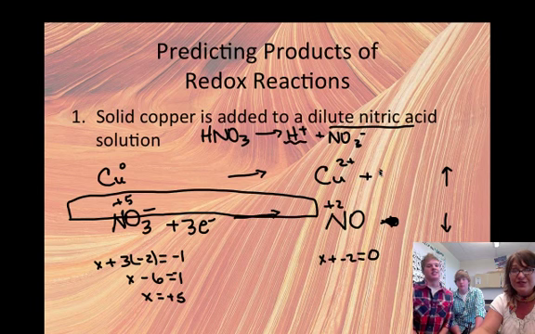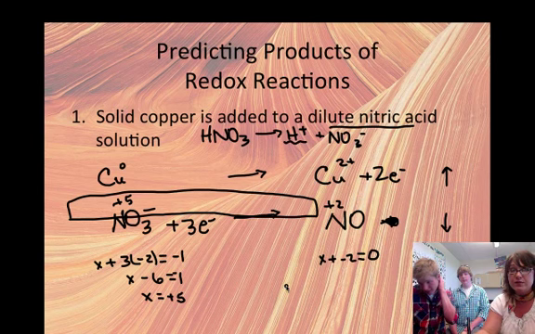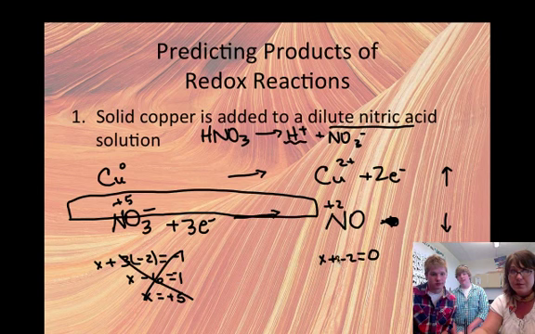Sweet. Yes, and here's where we're giving the electrons away, right? Because we get more positive when you lose your negativity. Yes. All right, we're getting there now. So we've got our oxidation numbers. We don't need this part anymore. We just need to balance this.